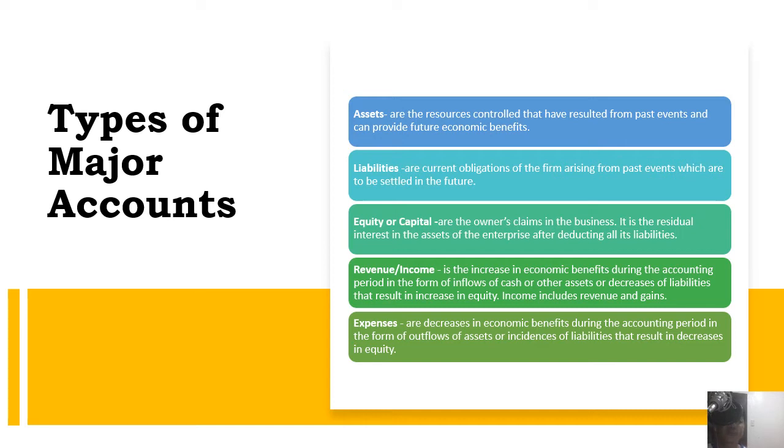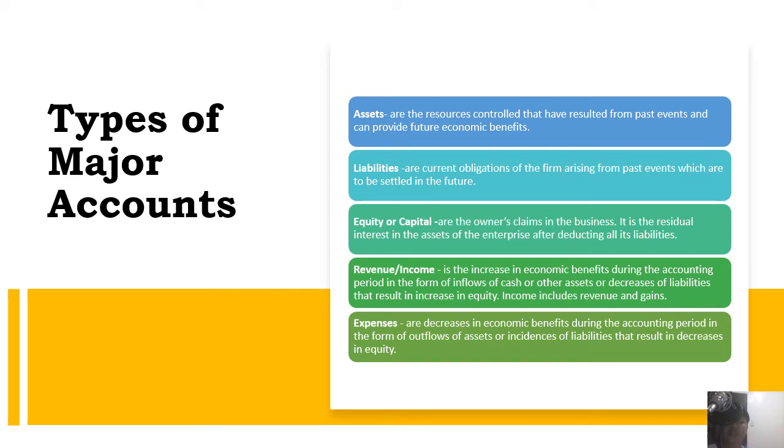So, as long as you can control the property, kahit hindi sa'yo, kahit hindi nakapangalan sa'yo, pwede mo nang siyang i-report na asset. Hindi na lang title ang basis. Another is yung resulted from past transaction and events. So, ibig sabihin, yung assets, para magkaroon ka ng assets rather, dapat merong past events or past transaction. Ibig sabihin, may nangyari kung bakit nagkaroon ka ng property or ng asset.